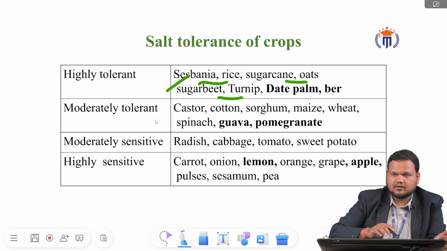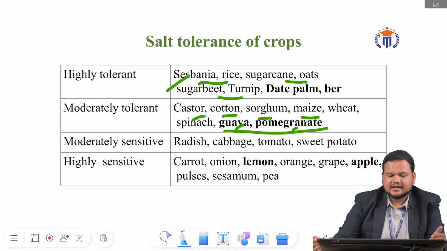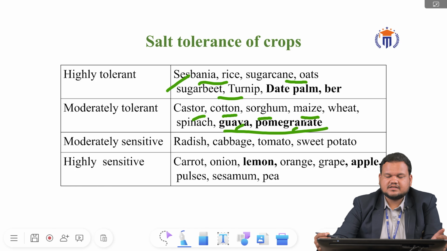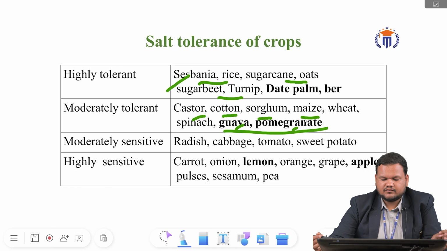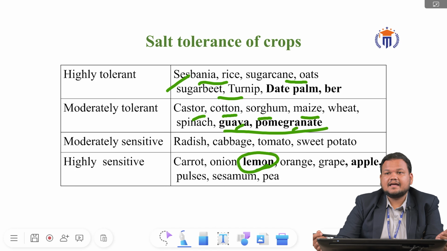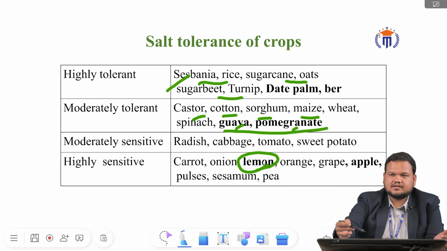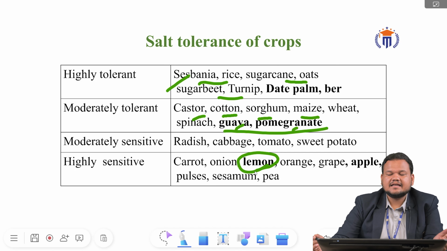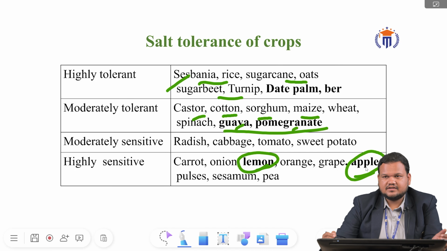Whereas medium tolerant crops such as your castor, cotton, sorghum, maize, and particularly your agroforestry crops such as your guava, pomegranate. And these are moderately sensitive crops, which means your radish, cabbage, tomato, and sweet potato. And highly sensitive crops are your lemon, as this will be grown in very low acidity, but it is highly sensitive to your saline soils. And also your apple, which is medium sensitive in case of your acidity.